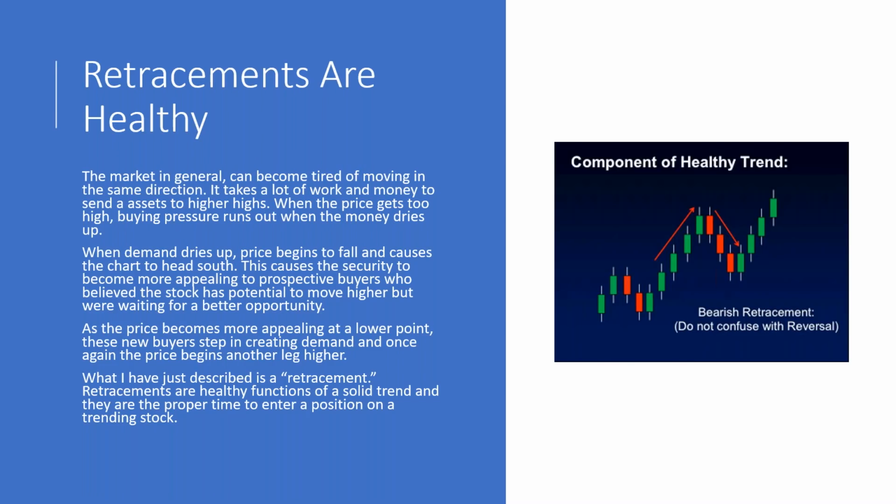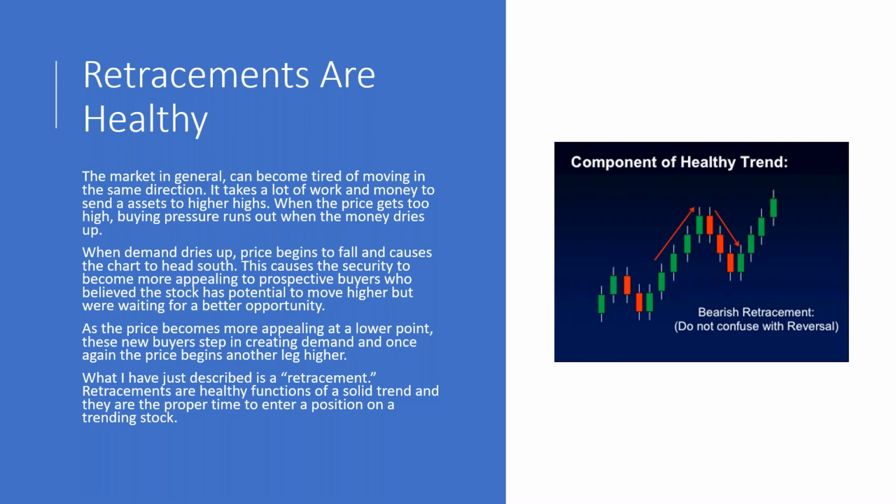So the market in general can become tired of moving in the same direction. It takes a lot of work and money to send an asset to higher highs. When the price gets too high, buying pressure runs out and the money dries up. When demand dries up, price begins to fall and causes the chart to head south. This causes the security to become more appealing to prospective buyers who believe the stock or the asset has the potential of moving higher. But we're waiting for better opportunities.